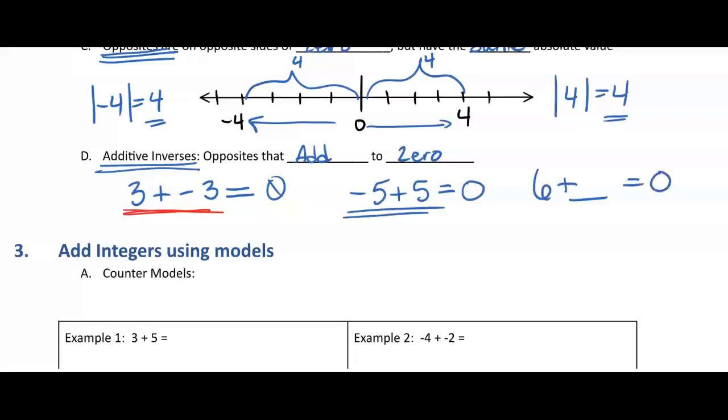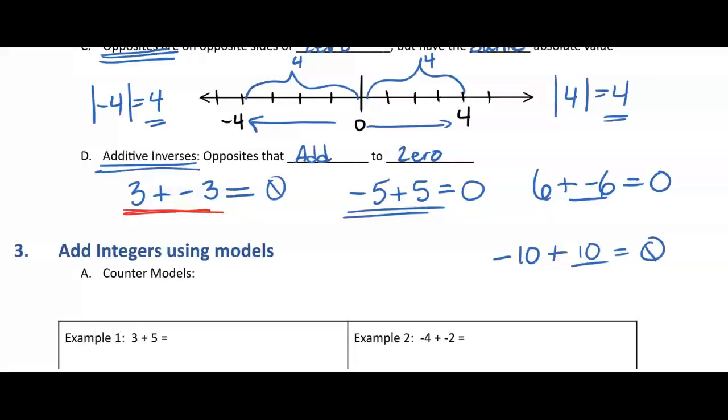6. Oh, 6 plus 6 is 12. Oh, negative 6. The opposite, negative 6. What would be the additive inverse of negative 10? Positive 10. Okay, so those are some examples of additive inverses.